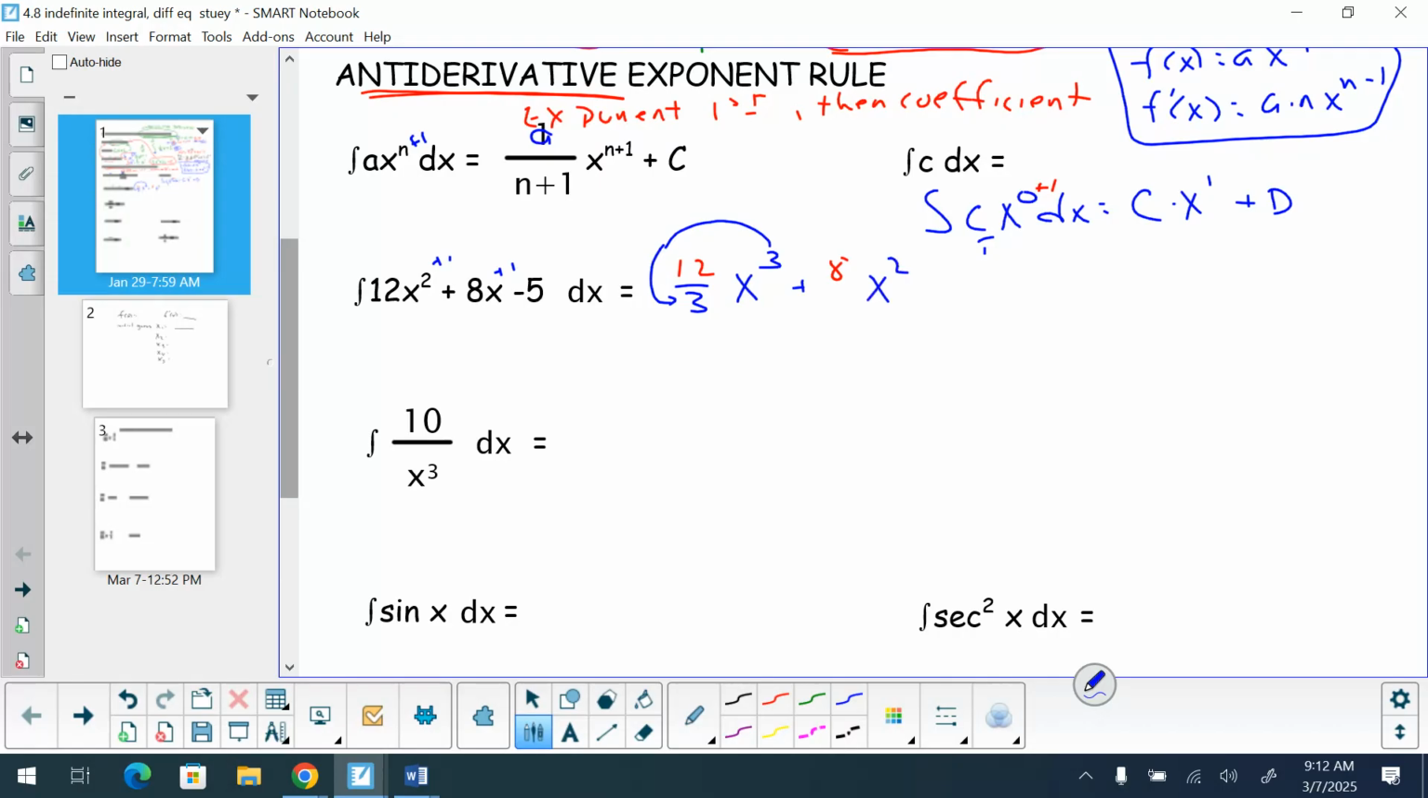So we have x to the 2nd here. This new exponent comes down on the bottom. The antiderivative of a constant will be the constant times x. So we have minus 5x. And then don't forget your plus c. This is a common thing that is forgotten. So we're left with 4x cubed plus 4x squared minus 5x plus c as your antiderivative.